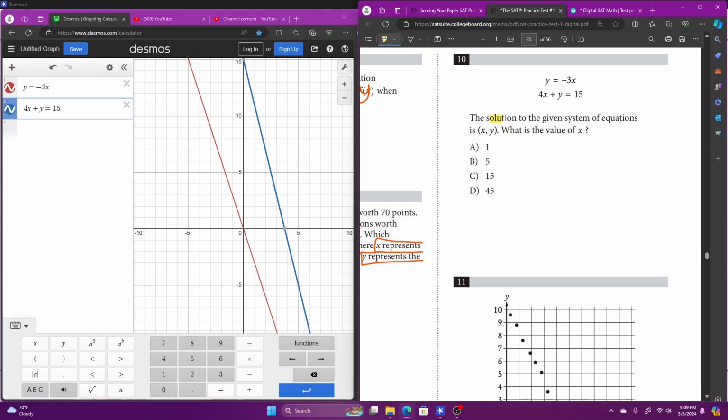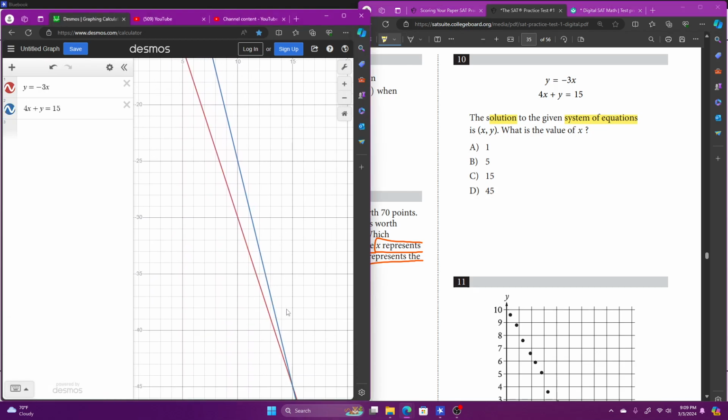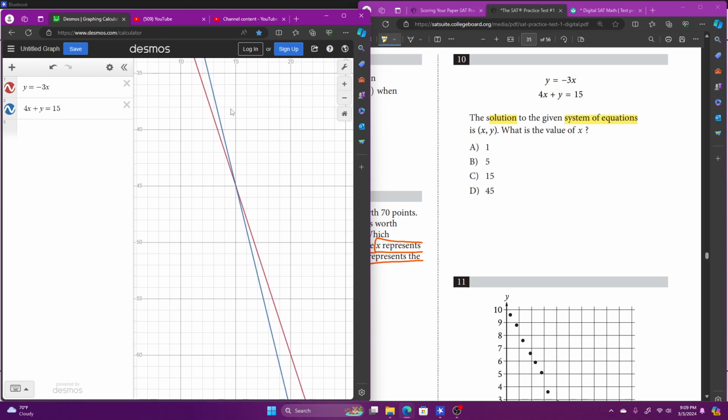Solution to a system of equations is where do the lines touch? So if we look here on our Desmos calculator and scroll, this is so cool if you're not familiar with Desmos. If I just click anywhere close to where these lines are touching, a little gray dot pops up for me with the solution. So what is the x value? It goes in order of x, y, so it's that 15.